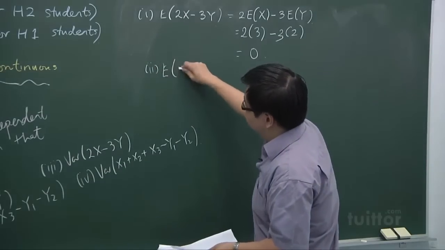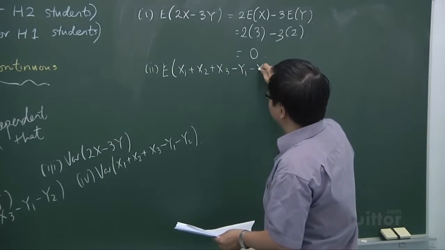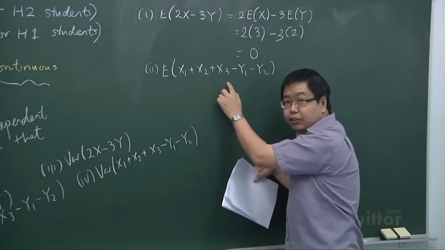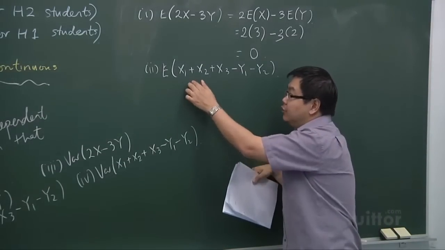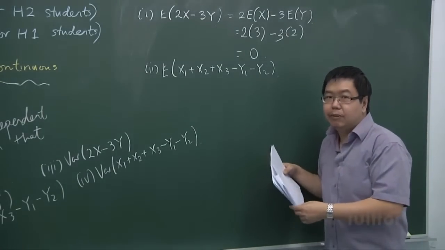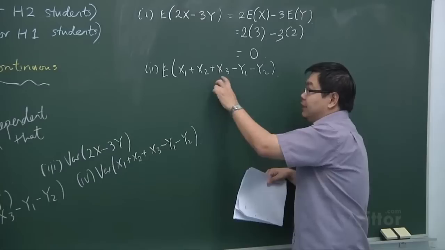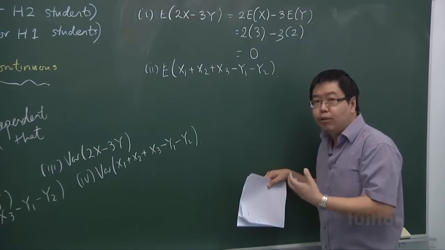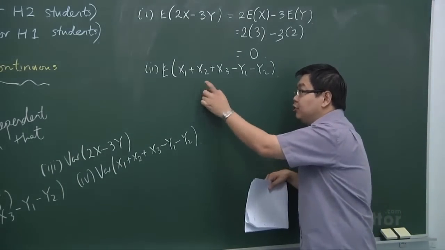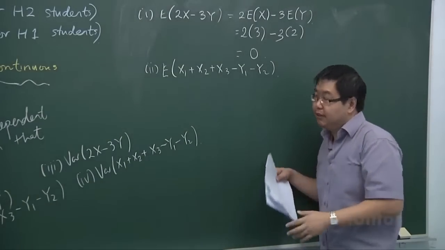To find the expectation of x1 plus x2 plus x3 minus y1 minus y2. You must understand that x1 plus x2 plus x3 is not the same as 3x. For a quick example, x probably is the random variable for the weight of an individual. So x1 plus x2 plus x3 means we are taking the total weight of 3 persons chosen randomly, whereas 3x means just 1 person's weight multiplied by 3. So there is a difference.